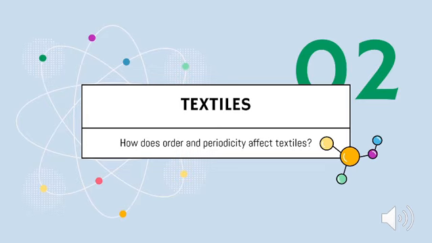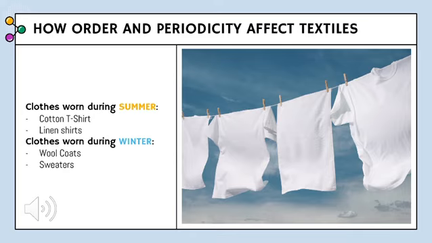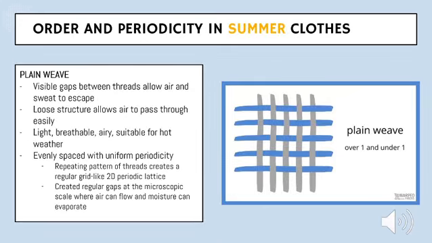Next, we'll be talking about the order and periodicity of textiles and how it affects them. We'll be discussing how the order and periodicity affects the clothes we wear during the summer and in winter. Have you ever wondered why we wear cotton shirts when it's hot? This is because of the periodic arrangements within the material.